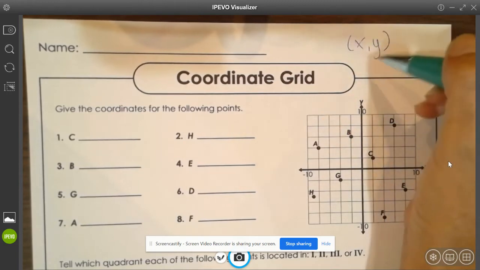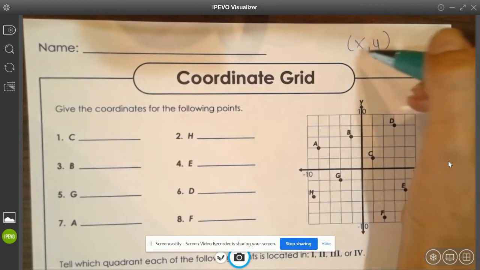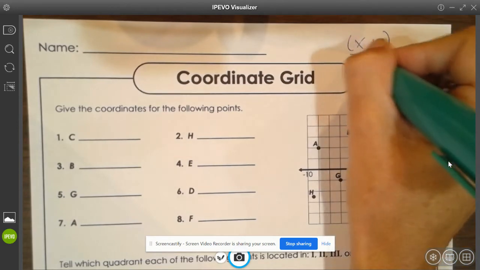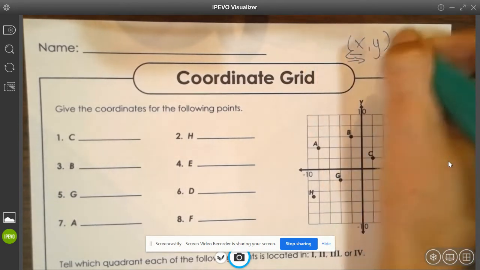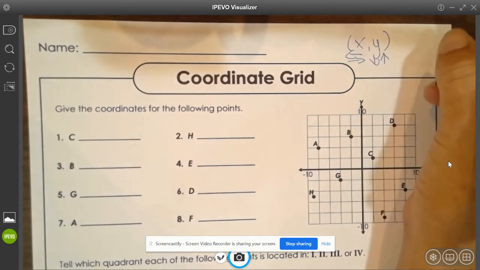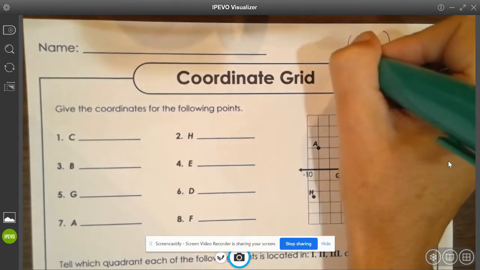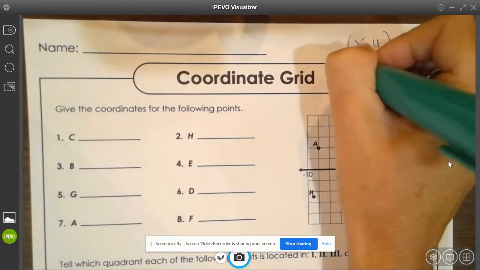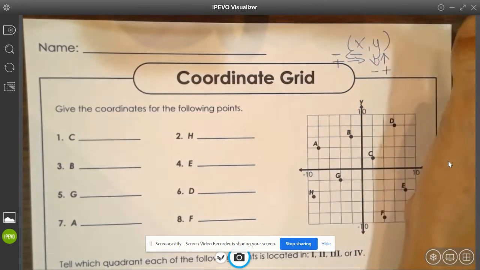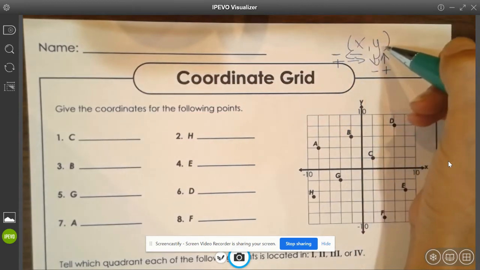The first thing that we have to remember is a coordinate, or an ordered pair. So an ordered pair has x and y. X goes left or right, and y goes up or down, right? So if you go left, it's negative. If you go to the right, it's positive. If you go up, it's positive. If you go down, it's negative. So that's your x and y.